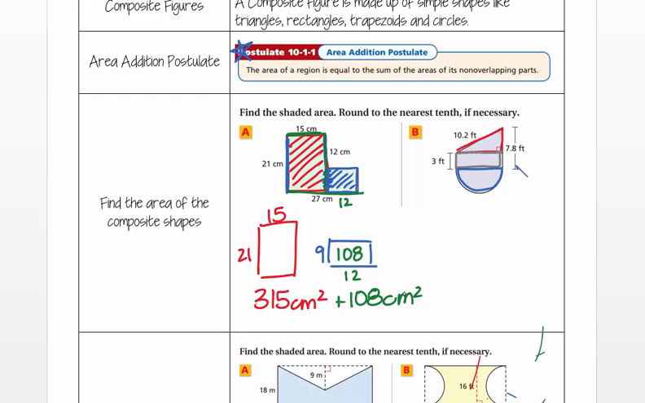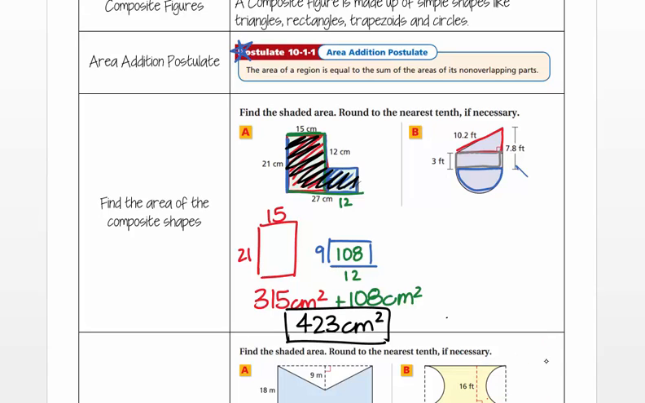centimeters squared. So now to find the area of this total weird looking L, all I got to do is add those two things together. So we end up with a total of 223 centimeters squared. And we're done.